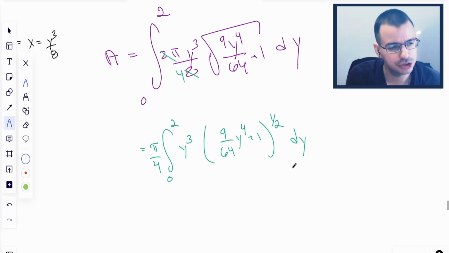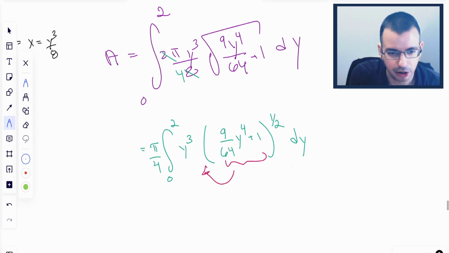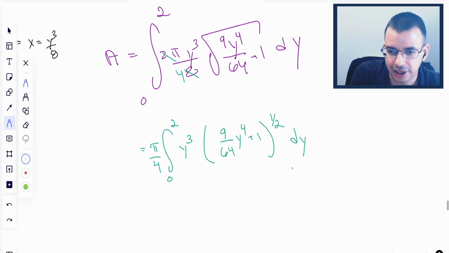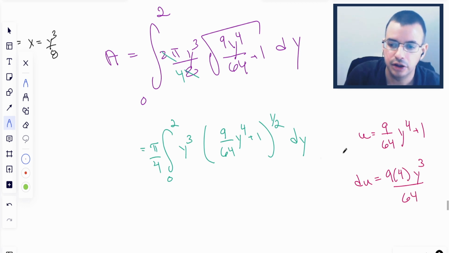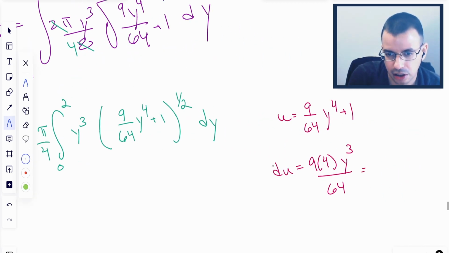I'm going to try to do a U-substitution because when we take the derivative of this, we get something that kind of almost looks like that. I know, kind of an intuitive leap. We're going to see how this works. I'm going to say U equals 9 over 64 y to the 4th plus 1. Du then becomes 9 times 4 times y cubed over 64. So this becomes 36 over 64 y cubed. Oh, I forgot the dy.